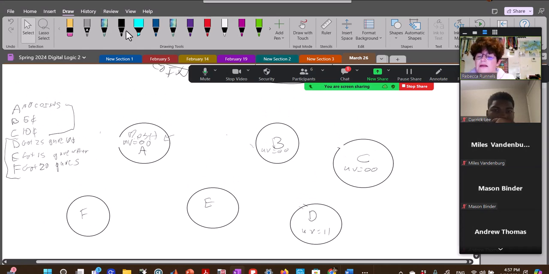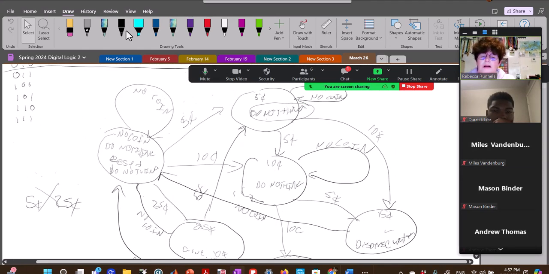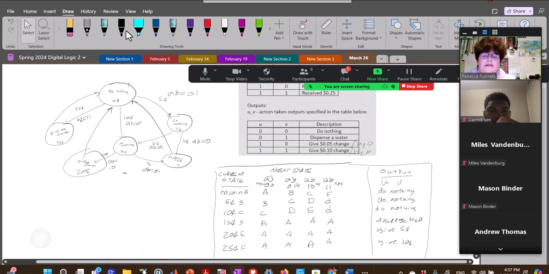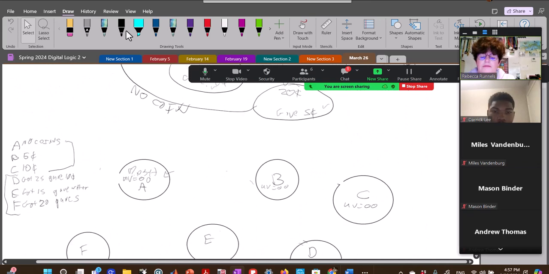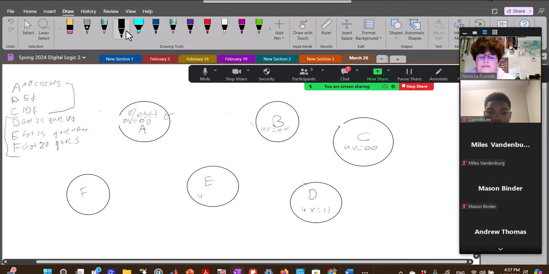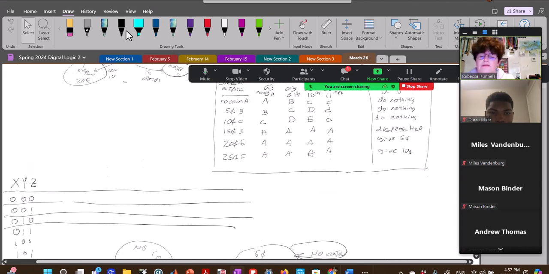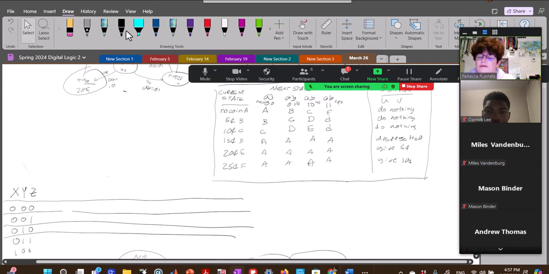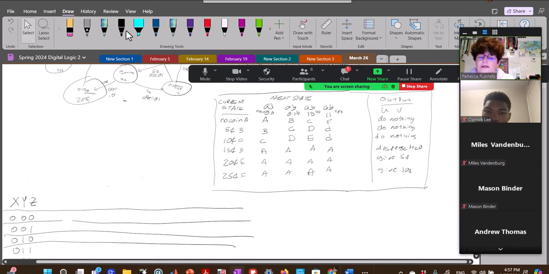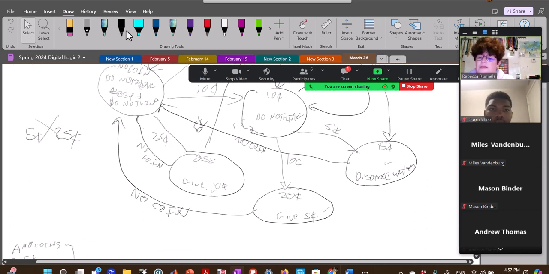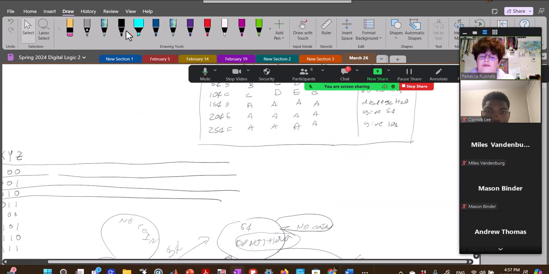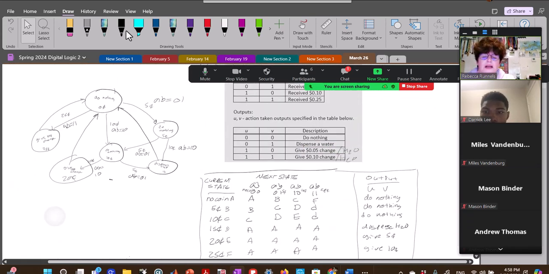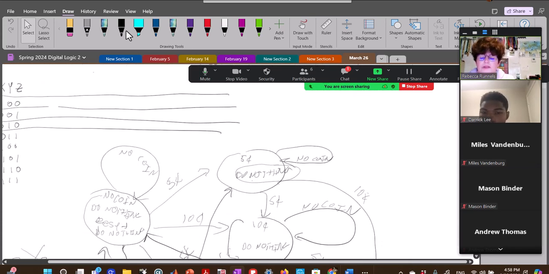State E is to give water, and that is UV equals 0, 1. And state F was, you got 20 cents, you give 5 cents change, and that is UV equals 1, 0.